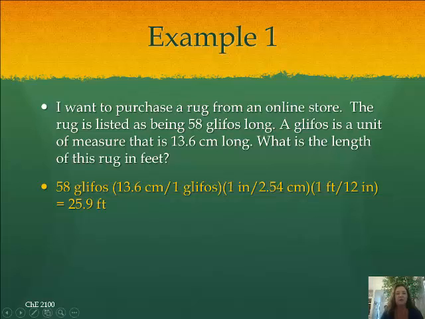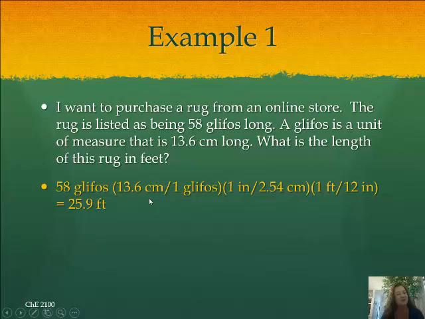What I'm going to do is start by taking the actual measurement, whatever it is, 58 glyphos in this case. Then I go through everything I know and look for quantities that equate to multiplying by 1. So 13.6 centimeters is 1 glypho, so 13.6 centimeters per 1 glyphos. This is equivalent to saying 1. They are equal to each other, so two things that are equal to each other is equivalent to multiplying by 1. Now the glyphos will cancel, leaving me with centimeters.